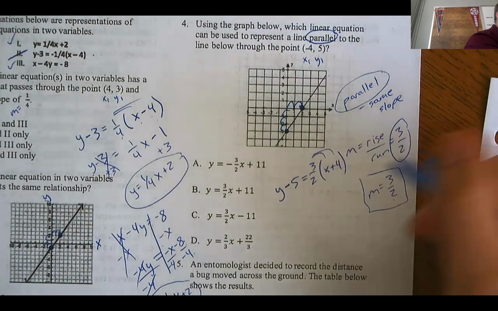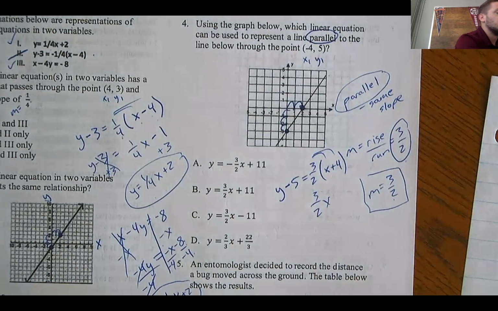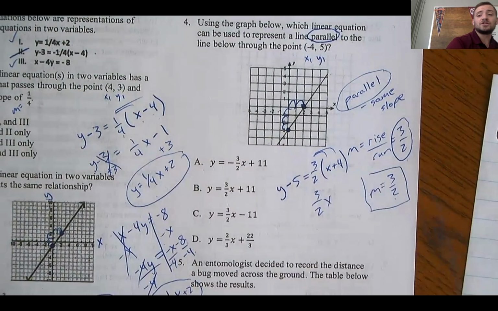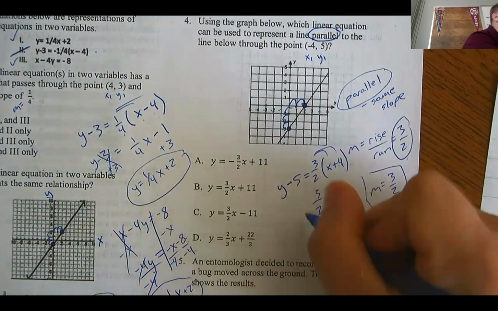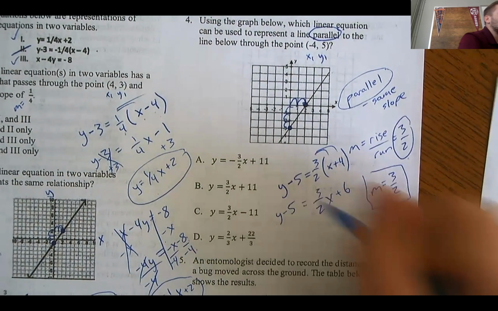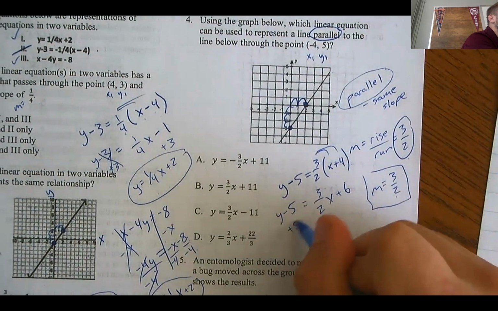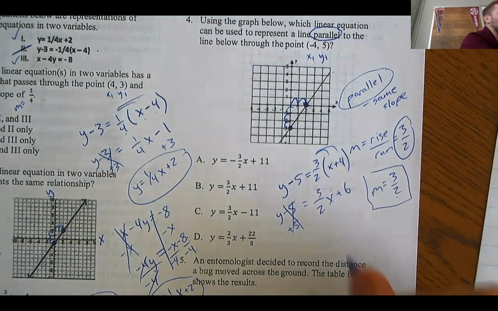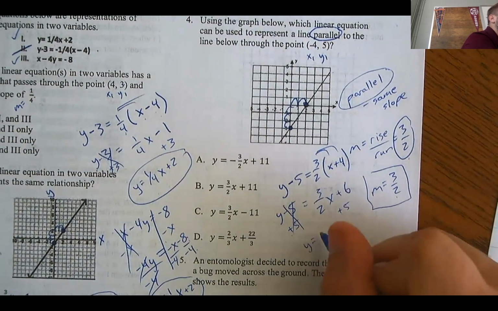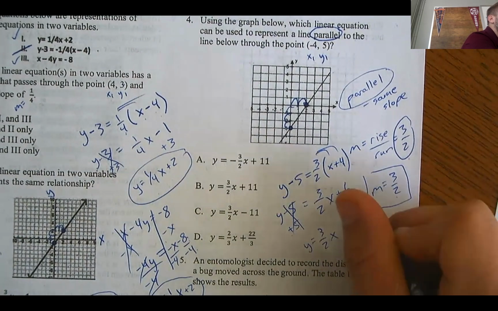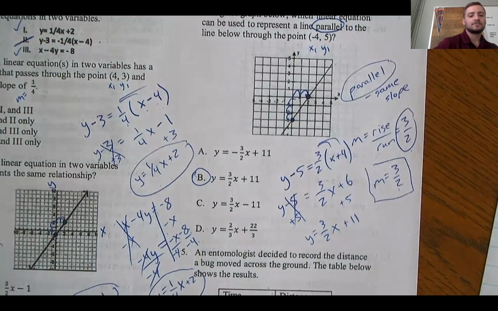So we're going to distribute. 3 over 2 times x is 3 over 2x. 3 over 2 times 4, if you're not sure, use your calculator, is 6. And now look how close we are to getting y by itself. We need to undo subtraction. The way we undo subtraction is by addition. But if I add to the left side, I need to add to the right side. So y equals 3 over 2x plus 11. And we're in good shape.